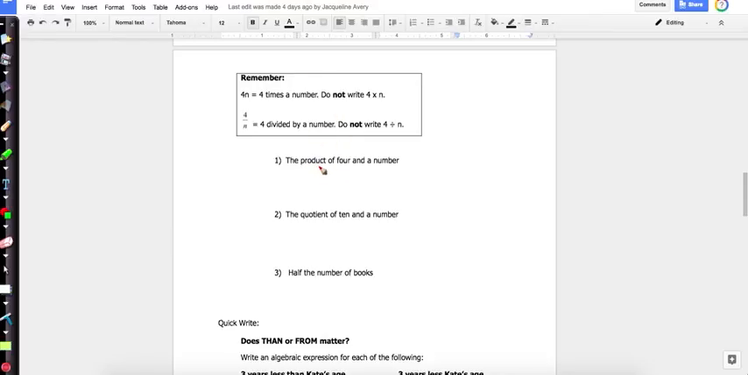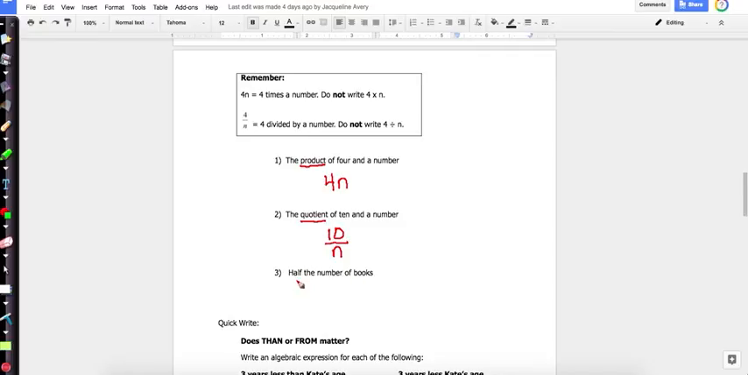So let's look at an example. The product, there's one of our keywords, of 4 and a number. So remember, we just said product. We put the number in front of the letter, so the number is 4, and let's just use n for a number. The quotient, our keyword is quotient, of 10 and a number. So remember, don't use the division symbol, use a fraction. So 10 divided by n.